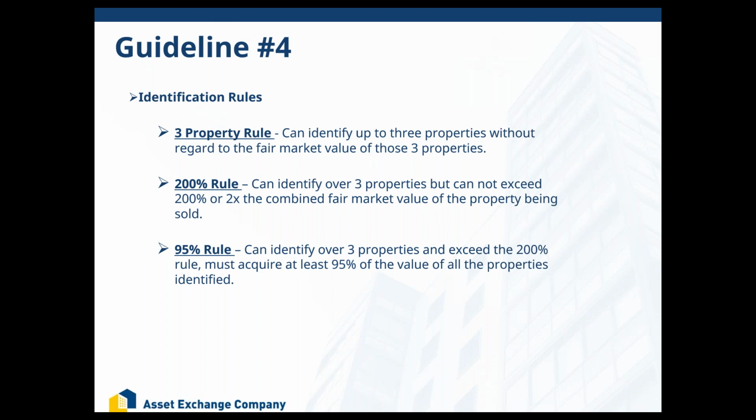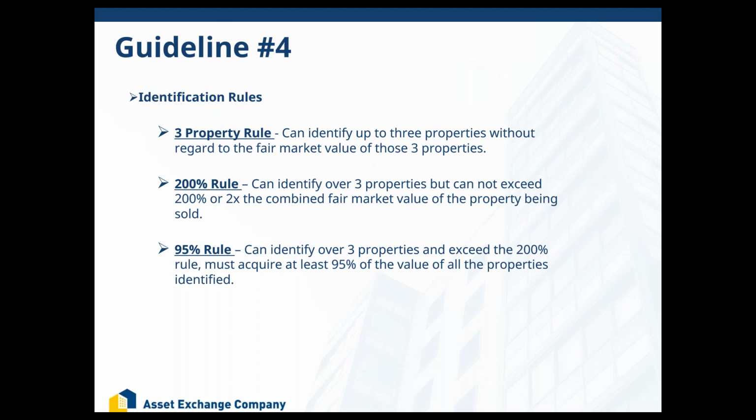Now, the most popular rule that we see investors enacting is referred to as the three property rule. The three property rule states this: you can identify up to three properties without regard to the fair market value of those three properties. So what exactly does that mean? Fair market value. What that means is if you identify three properties or less, the purchase prices of any of those properties can be any dollar amount. It does not matter. As long as it's three properties or less, the purchase prices can be any dollar amount.